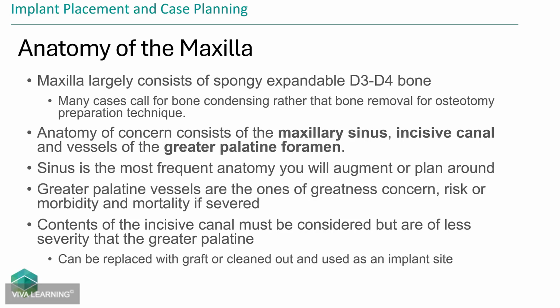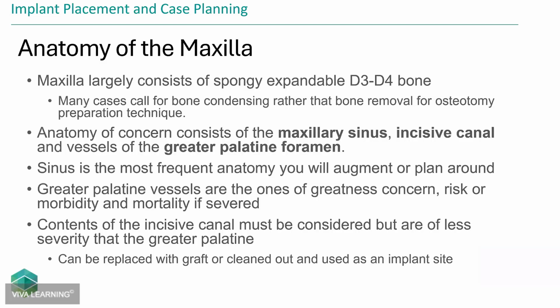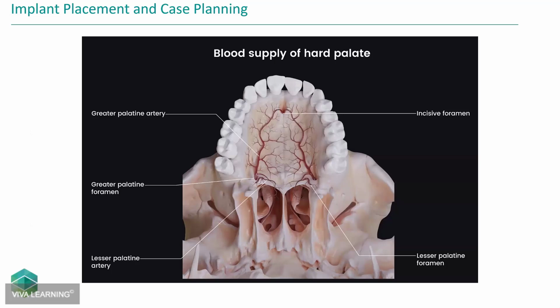So let's get in real quick to the anatomy of the maxilla. These are the things that we need to worry about. There are sinuses, incisive canals, the greater palatine foramen. So let's go over these just real quick.